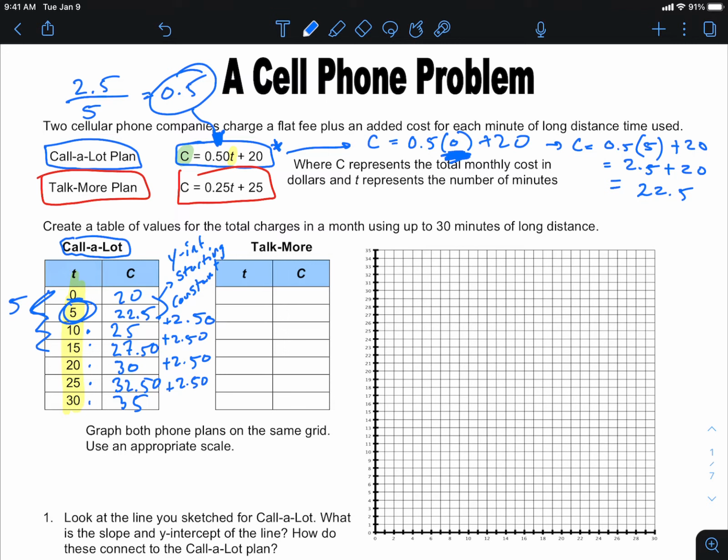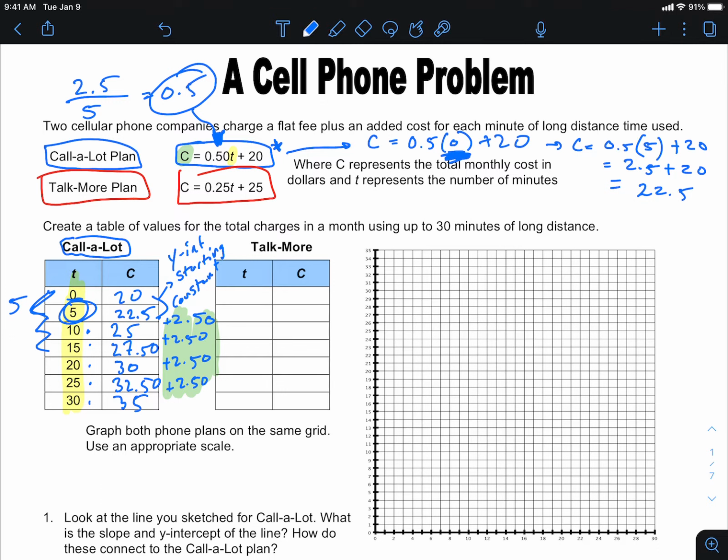Should be aligned because all these numbers here match. The first differences are all the same. We get a linear graph. Okay? And so we're just going to plot these points, right?